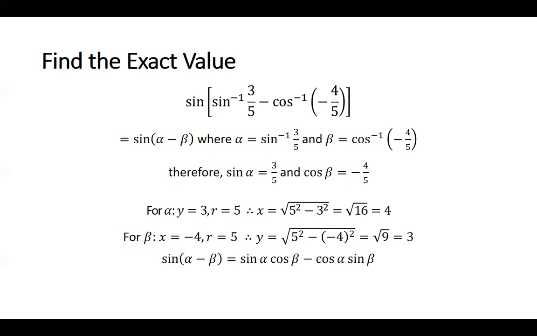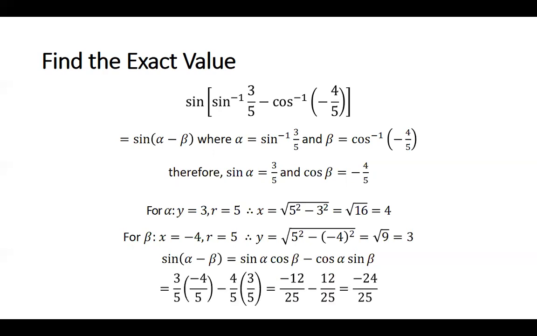So now we can use our formula that the sine of alpha minus beta is equal to the sine of alpha cosine beta minus the cosine of alpha sine beta, and we can just start plugging those ratios in. So we have sine of alpha is 3/5, cosine beta, -4/5, minus cosine alpha, 4/5, times sine of beta, 3/5. And multiplying through, we get -12/25 minus 12/25.